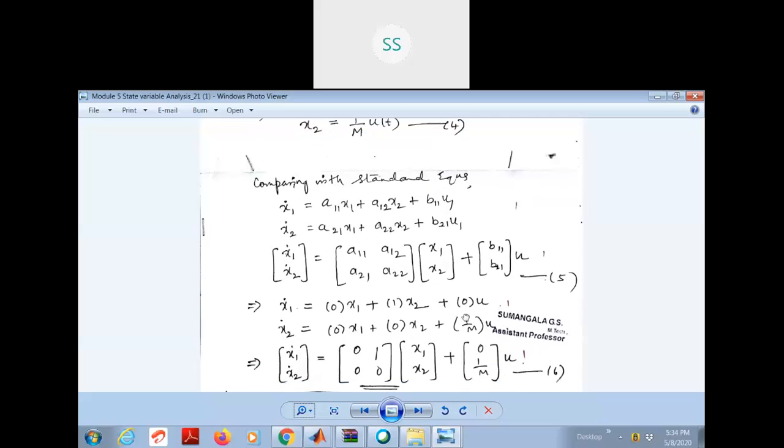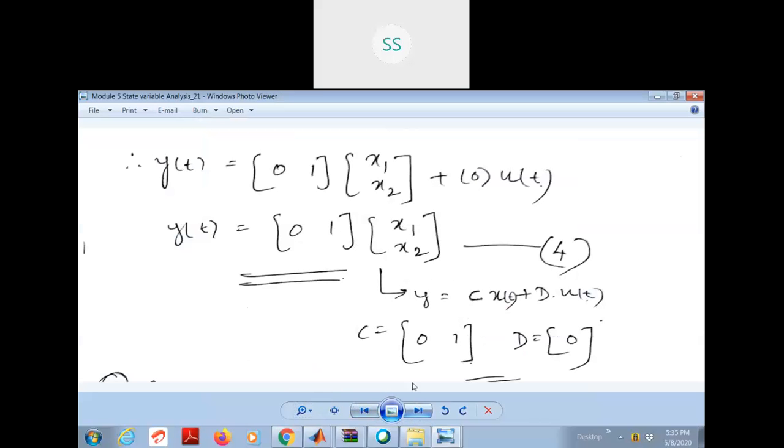By writing in this form, it is easy to identify the first matrix, matrix A, whose coefficients are 0, 1, 0, 0. And obviously 0 and 1 by m is matrix B. This is the state variable model for the given system. This is equation 6. But it is not complete because we have to write the output equation also. So far we have simply written only the state equations, x1 dot and x2 dot. We have to complete the output equation also.